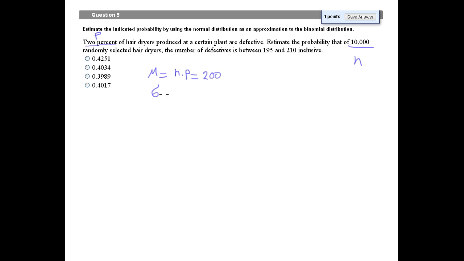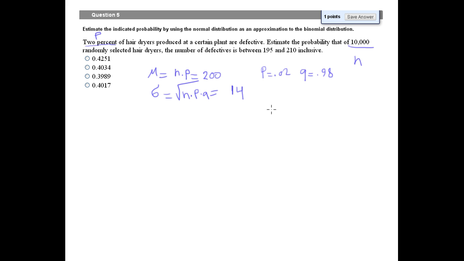Now the sigma is the square root of npq. So the standard deviation is 14. Remember, p is 0.02, so q would be 0.98. So together it will be 1.